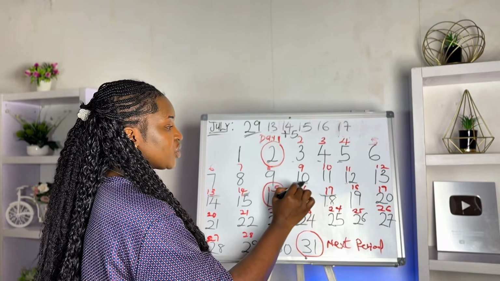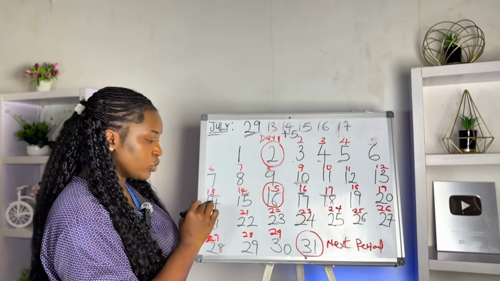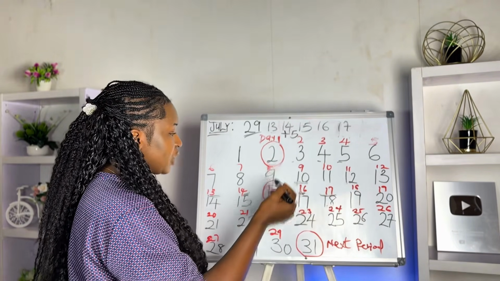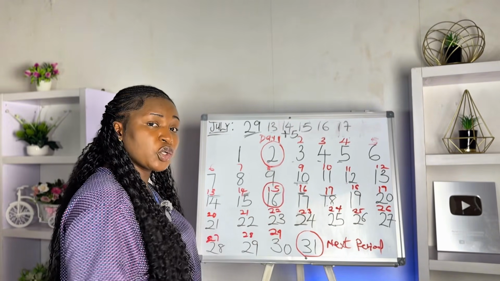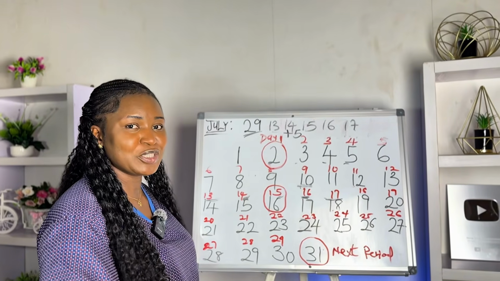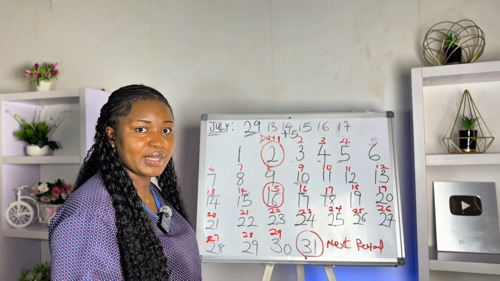This is 1, 2, 3, 4, 5. So if this woman has sexual intercourse from day 9, she could still get pregnant if ovulation happens on day 13. And if she has intercourse on day 11 and ovulation happened on day 16, she could still get pregnant because the sperm is already in the body waiting for the egg to be released. And once the egg is released, the fastest sperm swims to the egg to fertilize it.